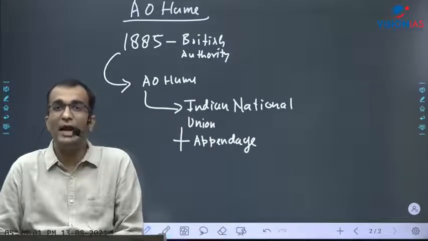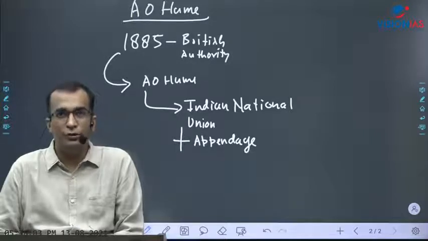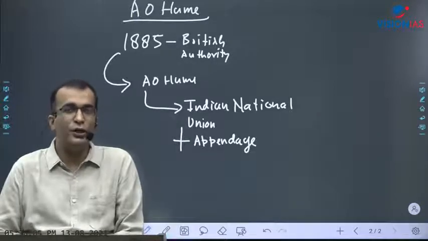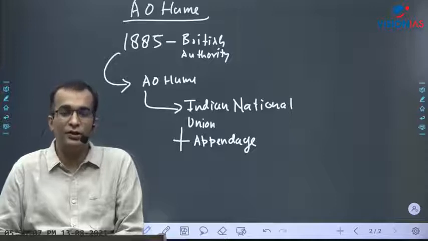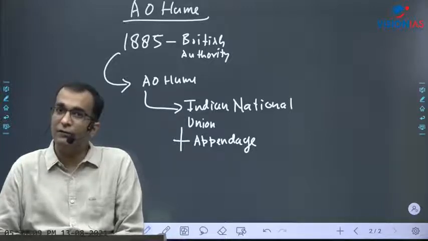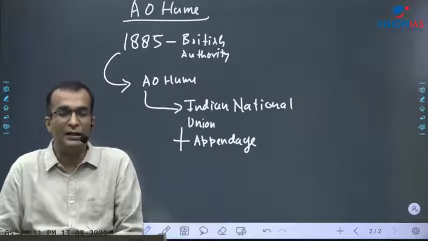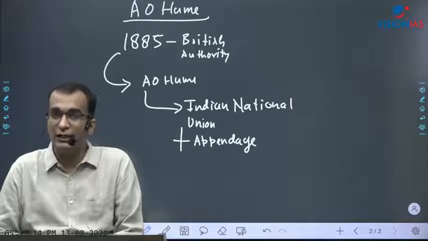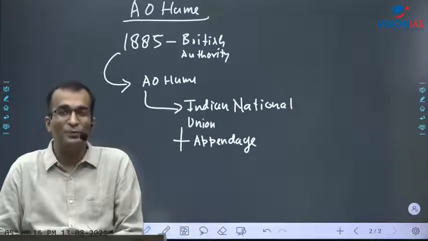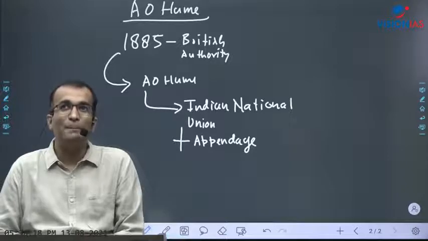In this assembly, Vomesh Chandra Banerjee was elected as the president of the assembly, and then A.O. Hume took the position of the general secretary. So this is how the foundation of the Congress was laid.